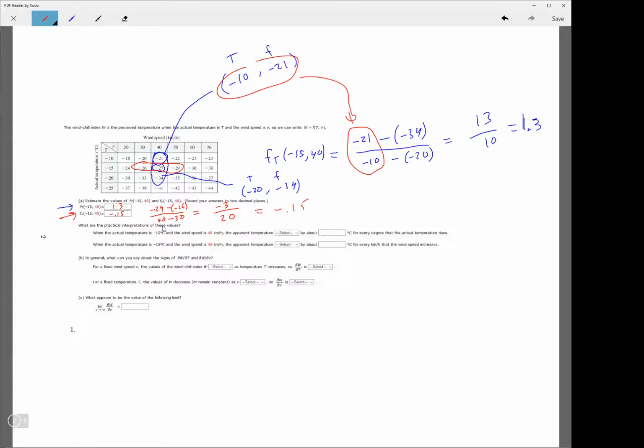Okay, what are the practical interpretations of these? When the actual temperature is negative 15 and the wind speed is 40, which is this point here, the apparent temperature would, that be rises? Yeah, rises. By, okay, so it'd be rises by 1.3 Celsius. And then the second one would be decreases by 0.15.